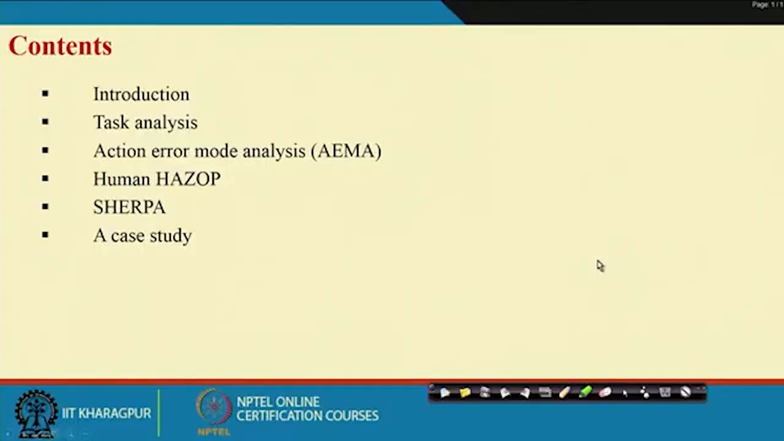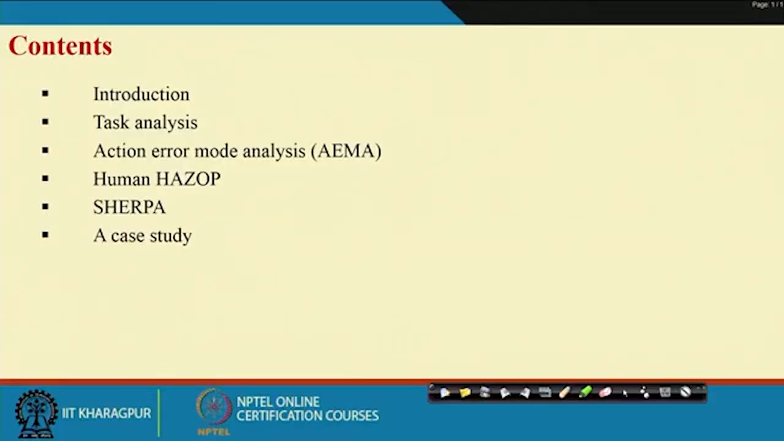Hello everybody, welcome to today's lecture. Today we will discuss human error identification. We will start with what is human error identification, and then we will give you the steps. First, you need to do task analysis. Then there are several ways to identify human errors. One of the methods is action error mode analysis.